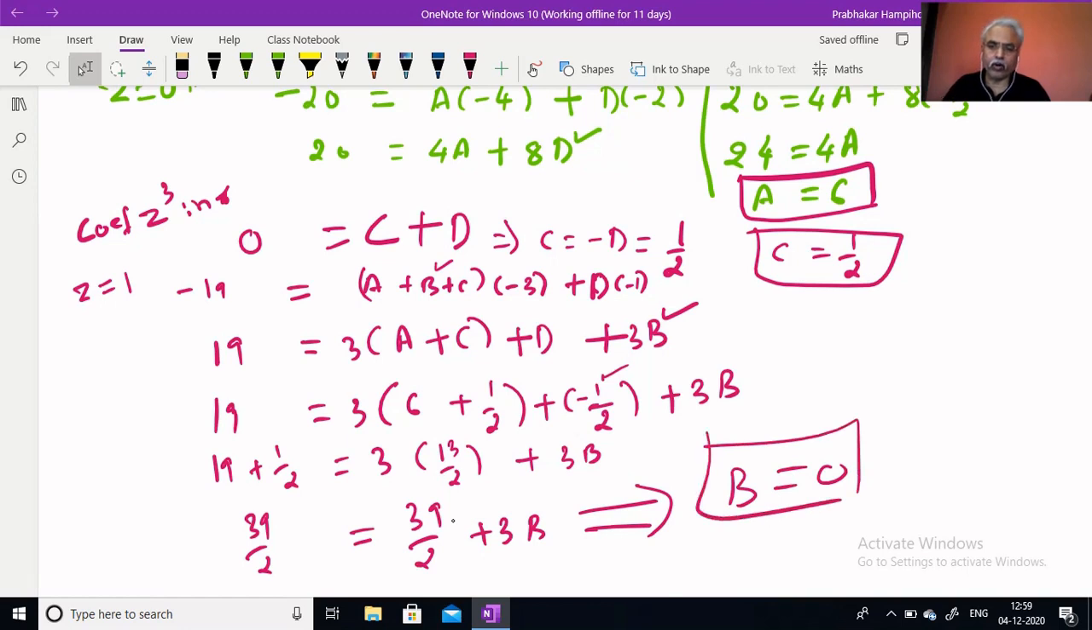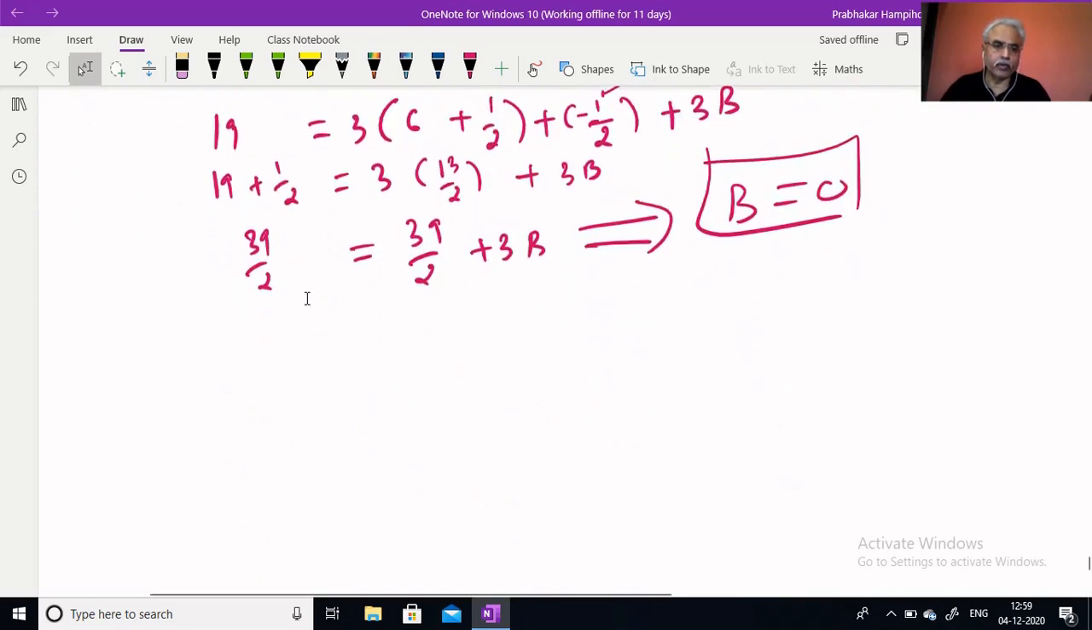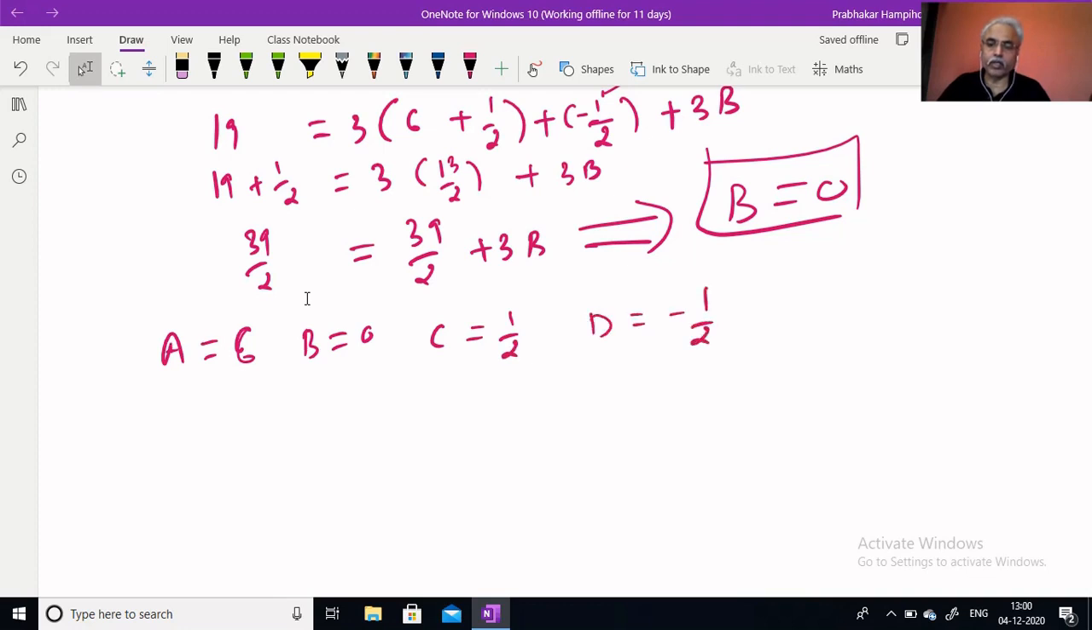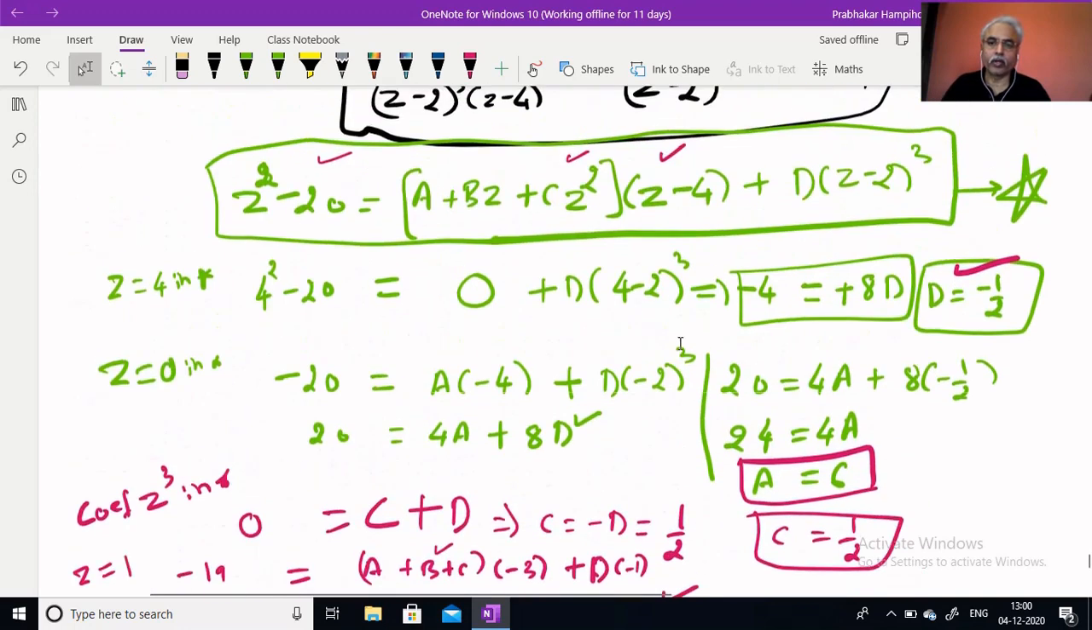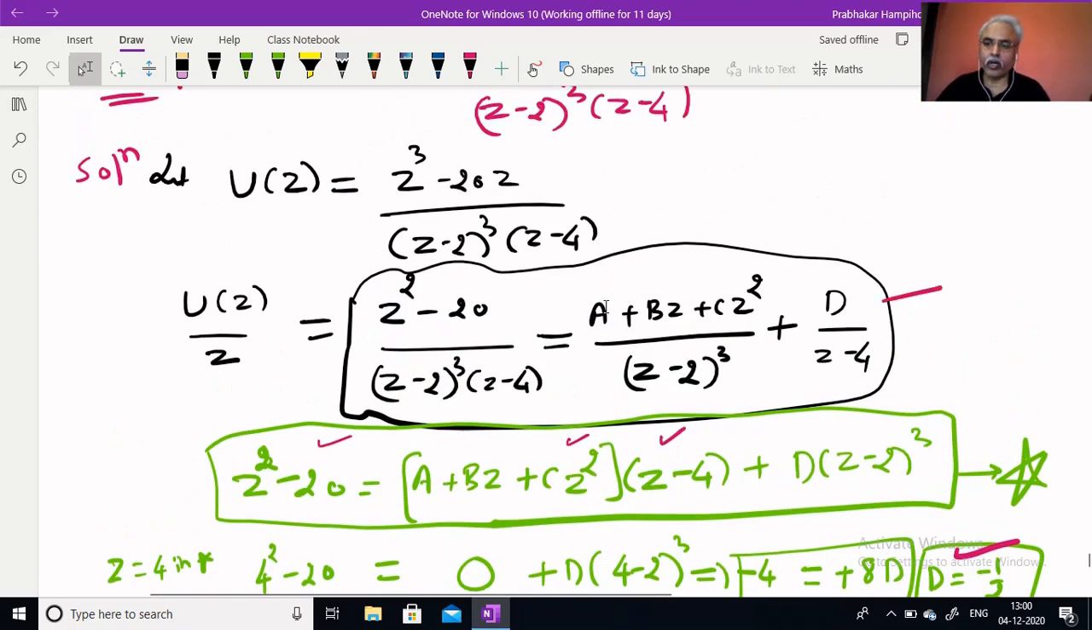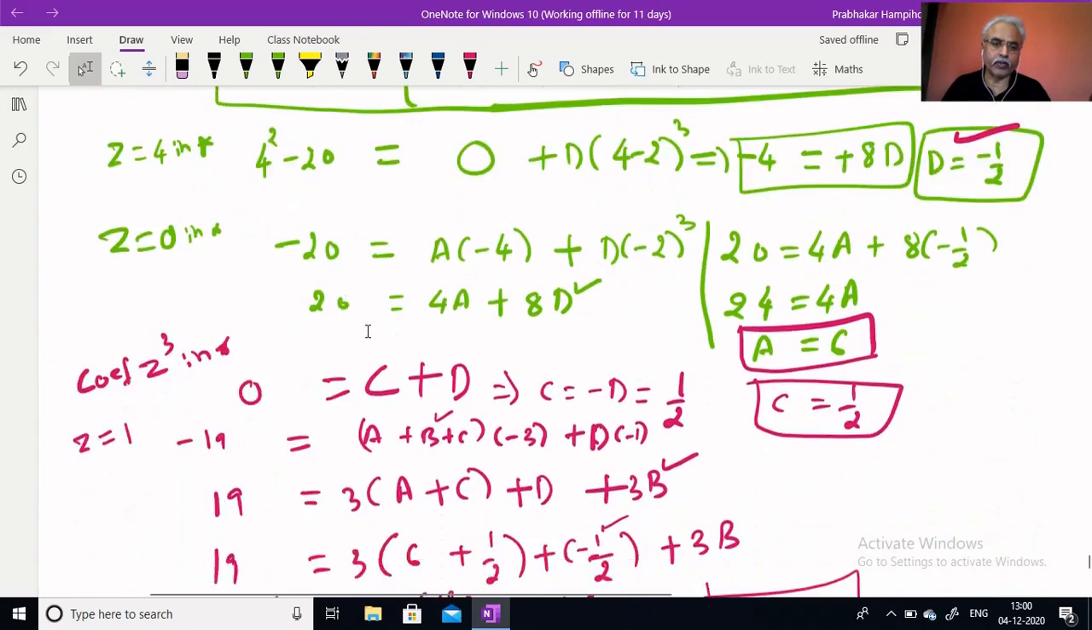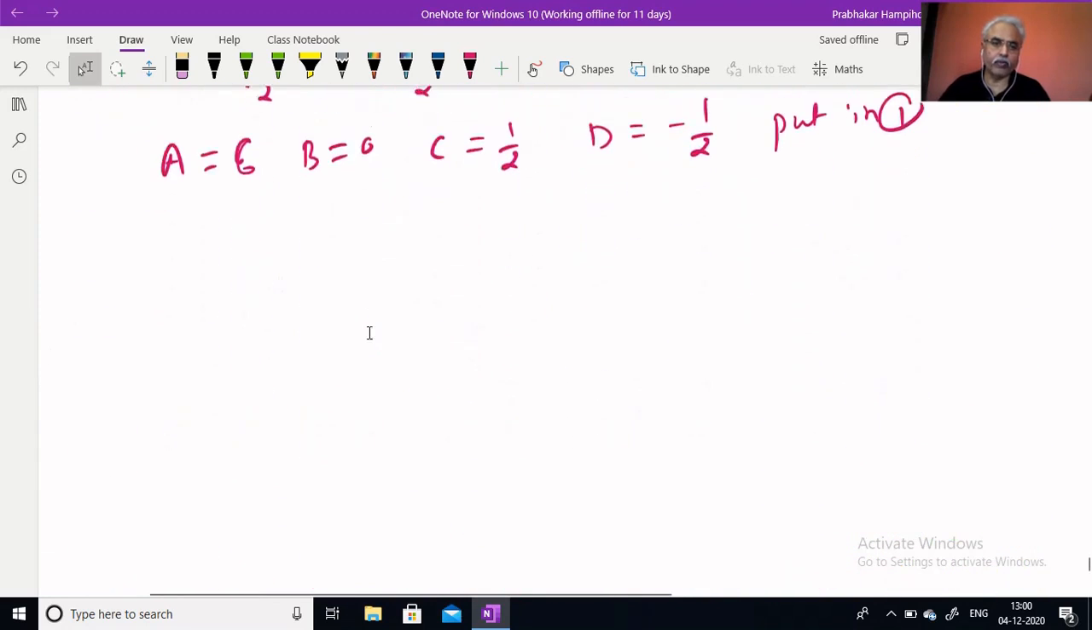So we found all a, b, c, d values. Shall we note down once again? A equal to 6, b equal to 0, c equal to plus half, d equal to minus half. All these things put in 1. This 1 I have not so far shown. This is our 1. So a equal to 6, b equal to 0, c equal to plus half, d equal to minus half. If I substitute, U of z by z I am going to get. So allow me to write that U of z by z.